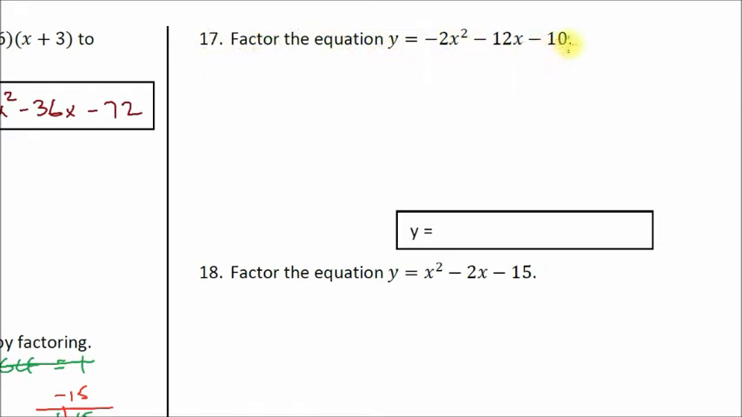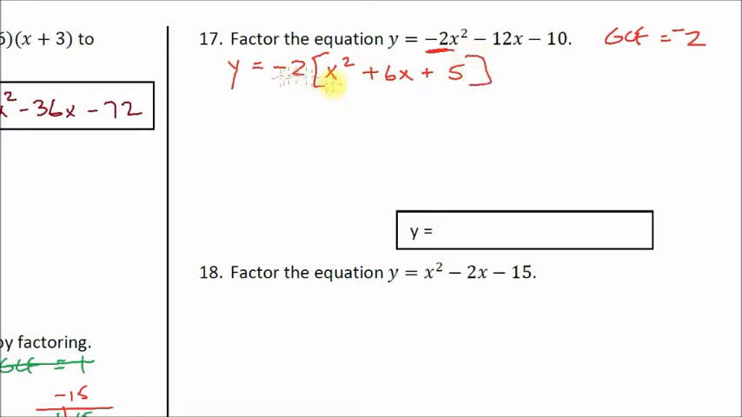Factor this equation. Well, let's go ahead and rewrite our equation. Actually, let's do this step first. Let's find our GCF. A, B, and C are all on the same side, so we're good to go. Our smallest coefficient is 2. 2 goes into 12. 2 goes into 10. So our GCF is 2. And now our A value is negative, so that means our GCF has to be negative 2. So let's pull out negative 2, and we're left with x squared plus 6x plus 5.